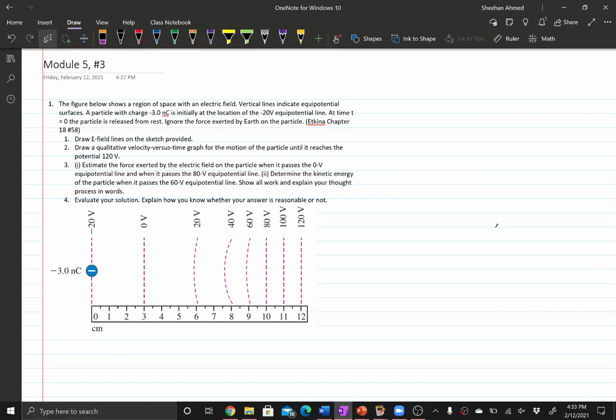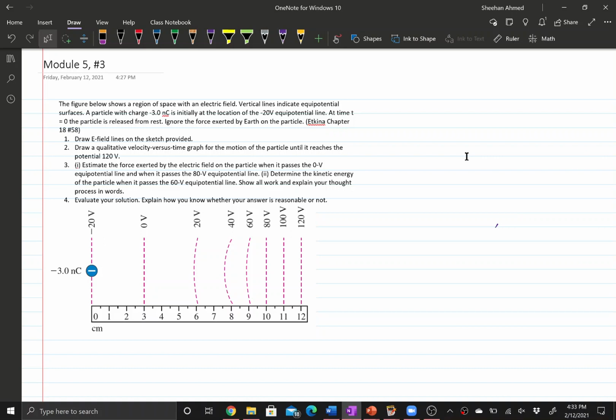All right, let's try to solve Module 5. It should say number 3. Let's read the problem. It says, the figure below shows a region of space with an electric field. And remember, the electric field, we can describe that in two different mathematical ways, right? Using something called the E field, or using this new thing that we learned called the V field.